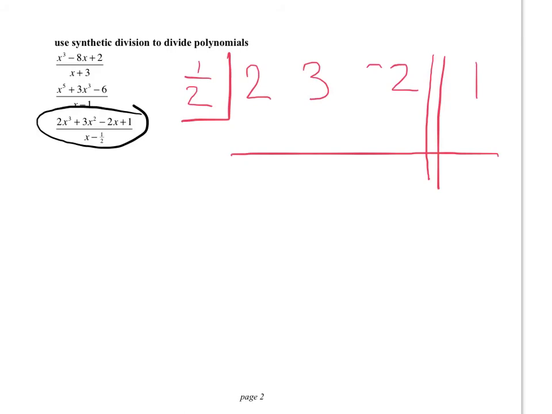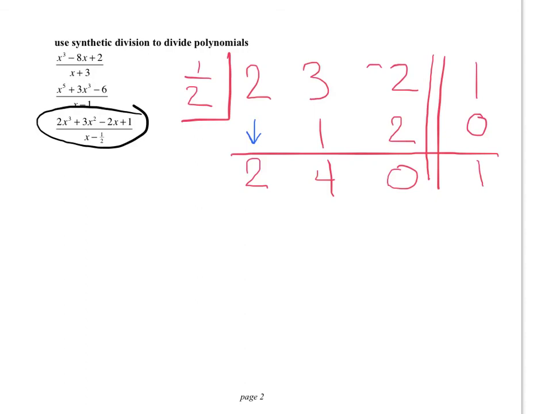My synthetic division. So remember, the first one just comes straight down. So the 2 this time is the leading coefficient. The leading coefficient of the dividend is the same as the leading coefficient of the quotient. Now we multiply 2 times 1/2. 2 times 1/2 is 1, and now we add to the 3, we get 4. Now 4 times 1/2 is 2, now we add to the -2, and we get 0. And 0 times 1/2 is 0, which we add to the 1, and we get 1.